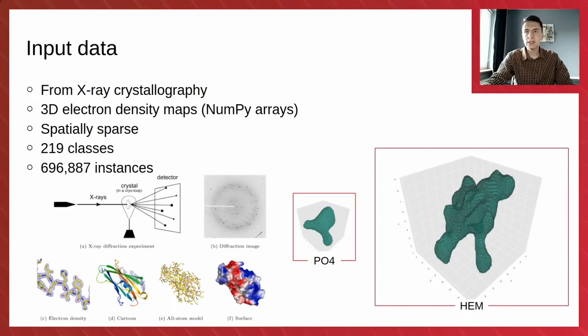Our dataset is based on a subset of ligands found in the Protein Data Bank, an online database in which you can find thousands of protein structures with small molecules. This led to almost 700,000 ligands, being distributed across over 200 unbalanced classes.